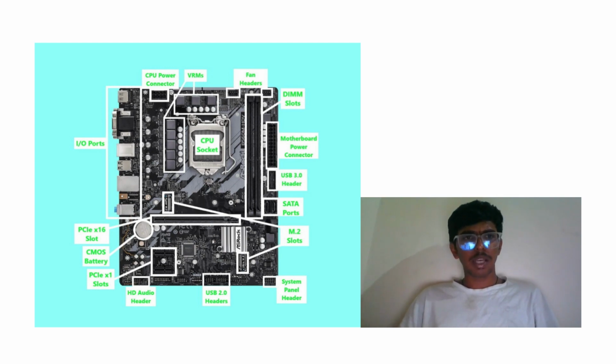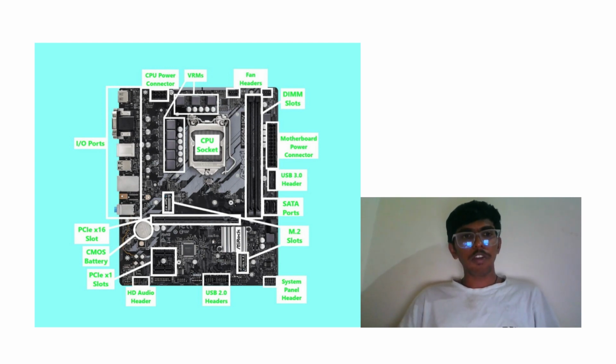PCIe x1, on the other hand, is a smaller and slower slot which is used for lower performance devices such as sound cards or network cards. It has only one data lane, which makes it slower than PCIe x16, but it's still faster than older types of expansion slots like PCI.